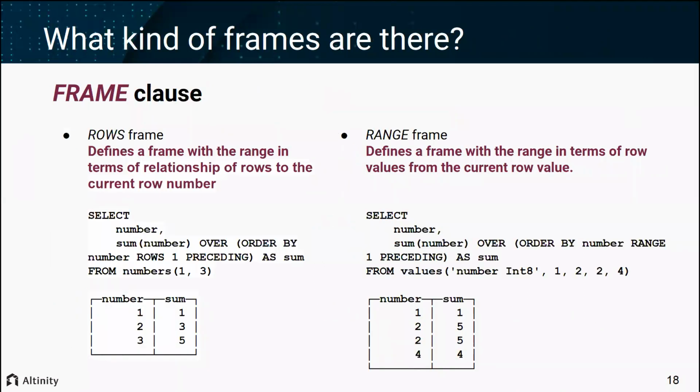So what's the difference? When you have a row frame, it defines a frame in terms of its relationship to the current row number, and that relationship is defined in terms of rows. For example, rows one preceding means one row preceding the current row. The relationship can also be defined in terms of a range, and that relationship is to the value of the current row. So you would say, for example, one preceding, in this case it will be the value of the current row minus one. That's the basic difference between row frame and range frame. And when you define a window, you can specify whether your frame will be in terms of rows or in terms of a range.